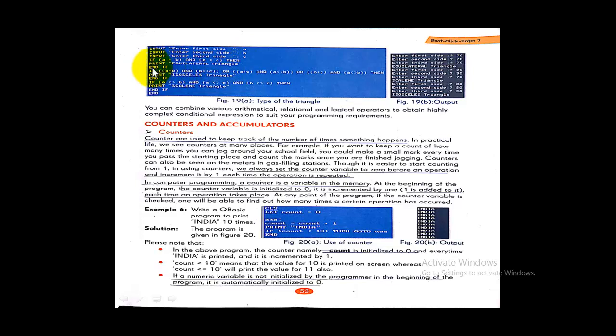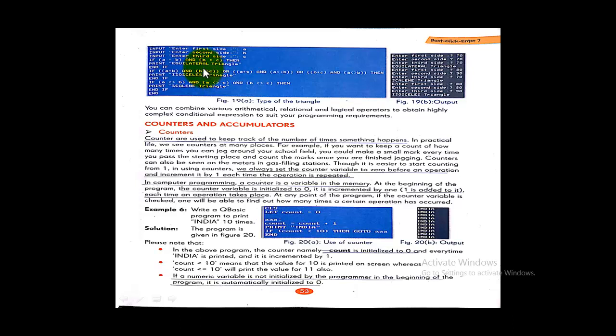If this condition is true, the program ends and it will not check the other conditions. If it is an equilateral triangle, the program ends. But if this condition fails, that means if a equal to b fails or b equal to c fails, whatever, then we'll go to the next step: if a equal to b and b not equal to c.